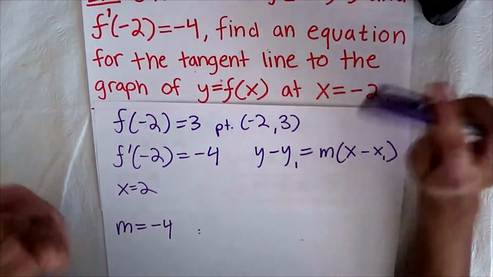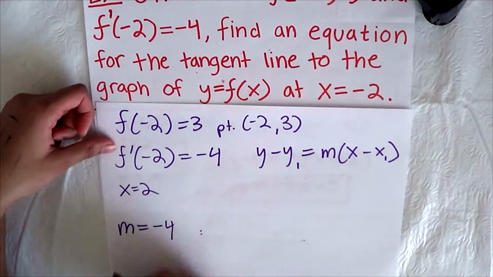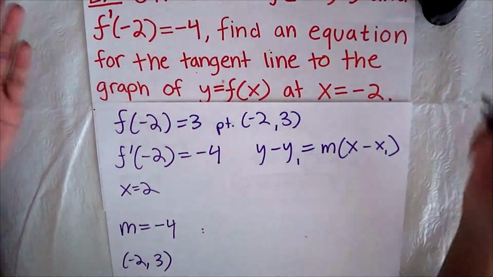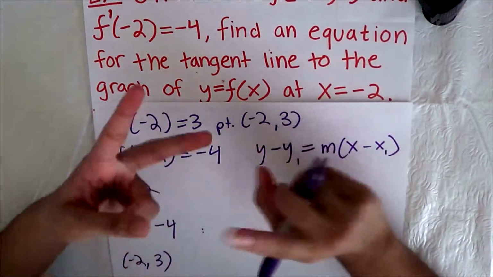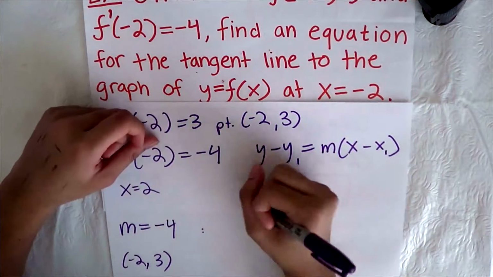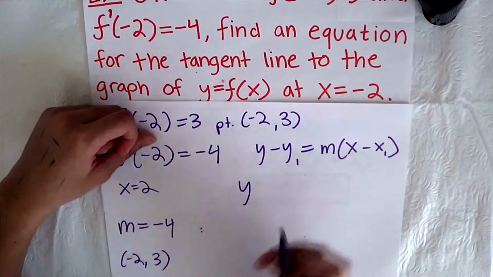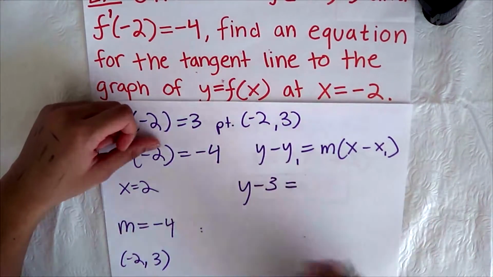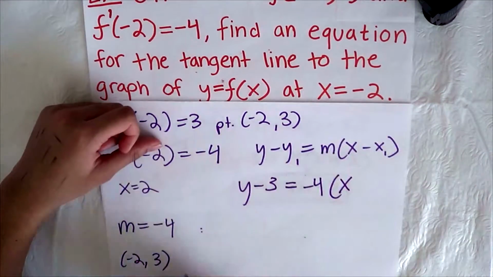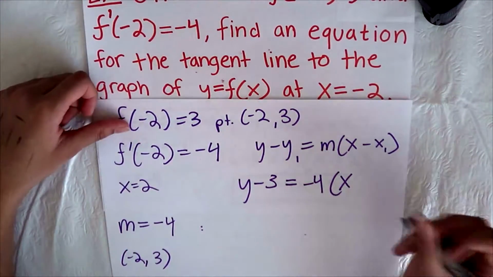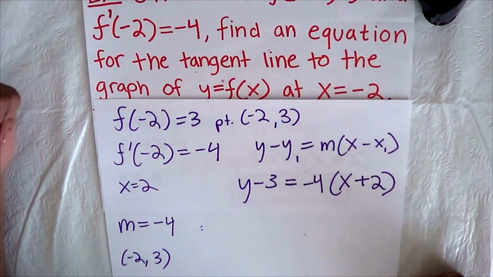But wait, there's more. As you can see, we already have a point too. So we have a point negative 2, 3. Doesn't that mean we can make our equation with point-slope form because we have a point and we have our slope? Yeah, we just gotta plug and chug. So y minus our y value of the point, which is 3, equals the slope, which is negative 4, times x minus the x value of our point, which is negative 2, and that will be plus 2. So yeah, that's our tangent line equation in point-slope form.